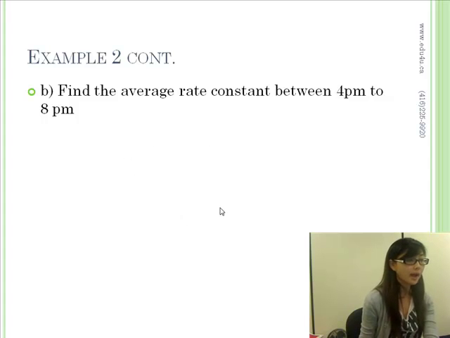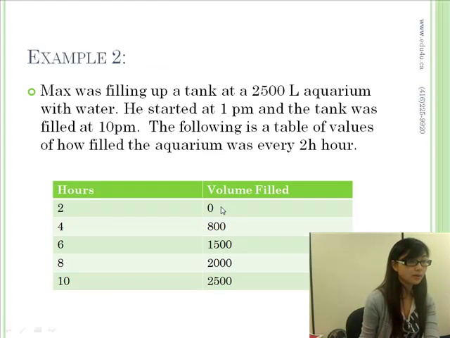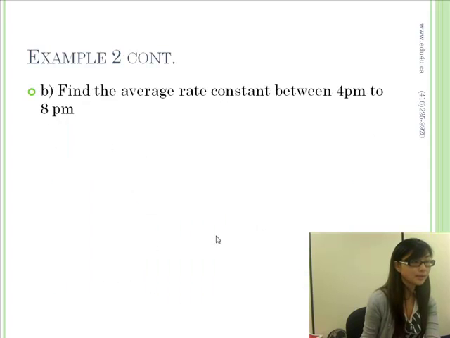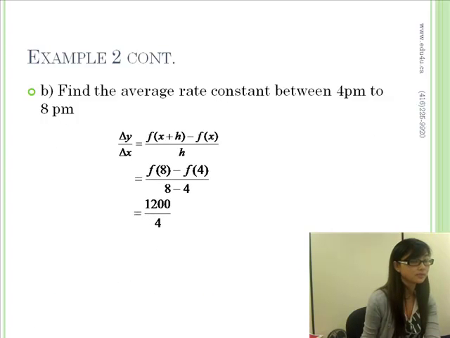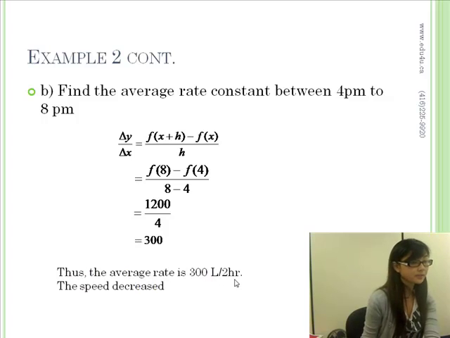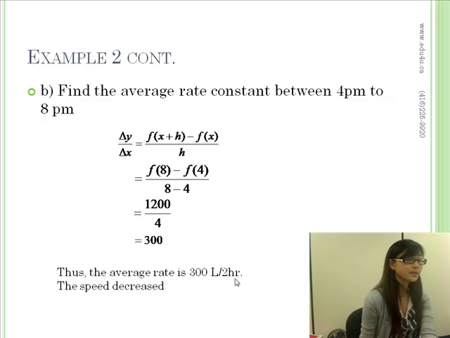F of 8, and we will have to look at that from our table values. F of 8 equals 2,000 and f of 4 equals 8,000. So 2,000 minus 8,000 will give us 12,000. Divided by 8 minus 4, that would be 4. And our final answer will be 300. Thus, the average rate was 300 liters per 2 hours. And in comparison to the last one, it was 375 before, but now it's 300. So the speed had decreased.